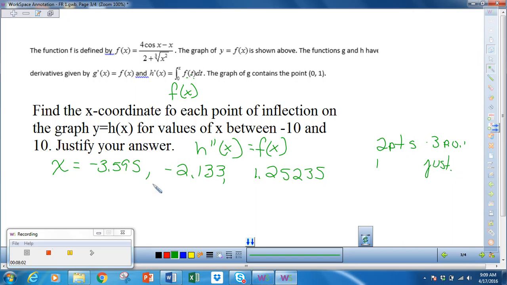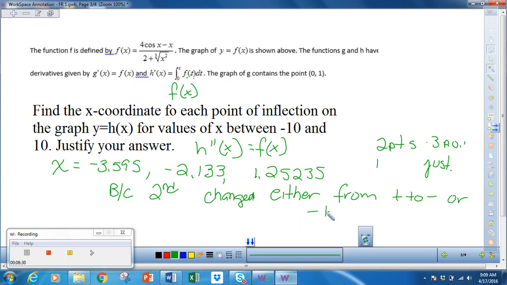Most of you missed the justification because a lot of you said because the second derivative is 0, which is incorrect. It is because the second derivative changed either from positive to negative or negative to positive. And that is the justification.